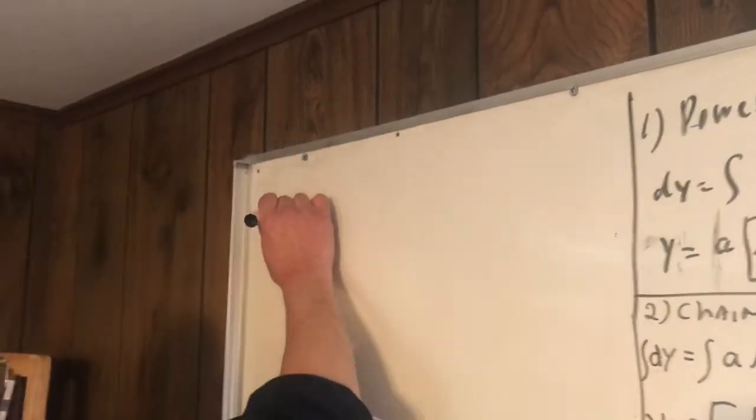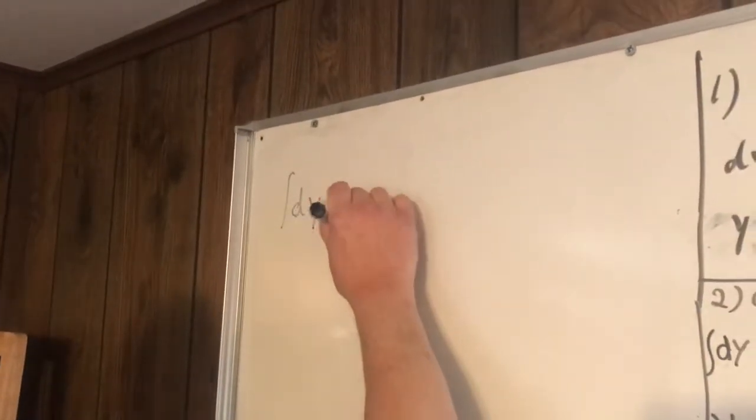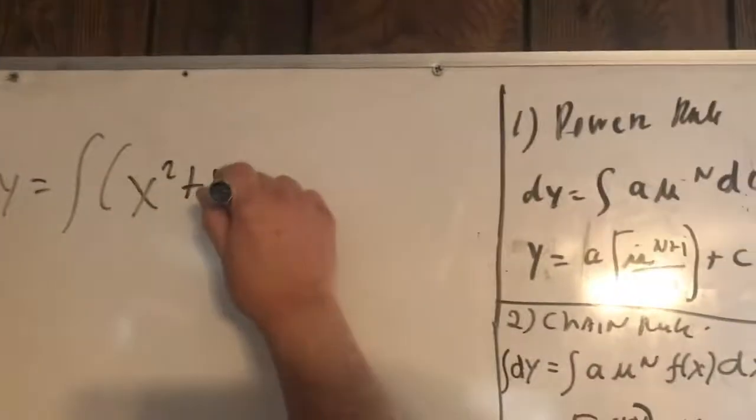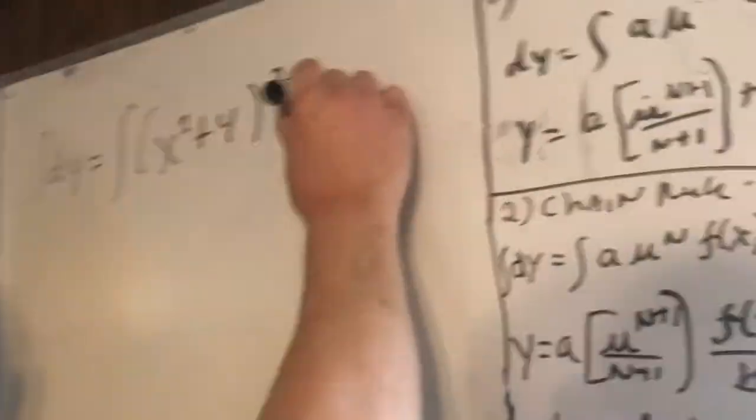Okay, let's take an example now. Suppose we have dy equals the integral of x squared plus 4 squared dx. So you want to find y.